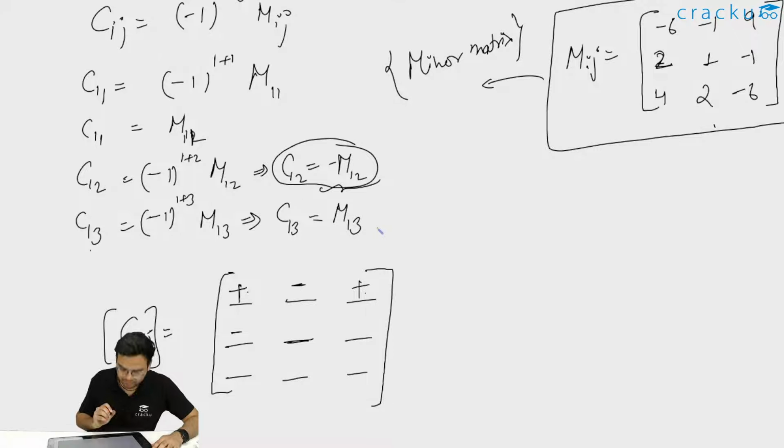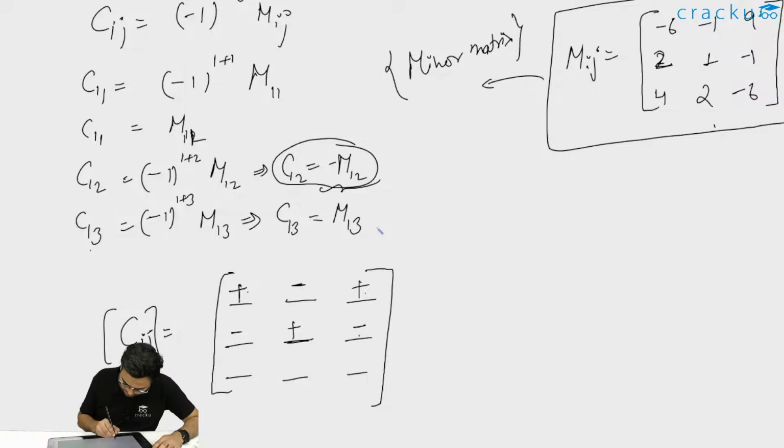Now what will happen with C22? 2 plus 2 is 4, which is even, and an even power of minus 1 gives plus 1. So this will be plus. Then C23: 2 plus 3 is 5, an odd number, so this will be minus. The sign will change here for the minor matrix.